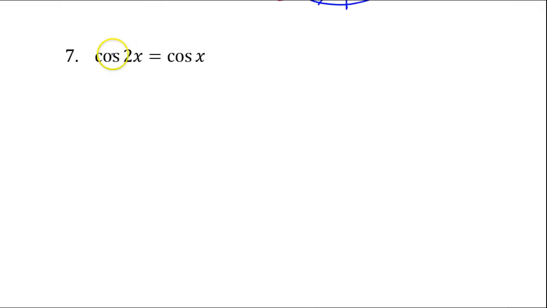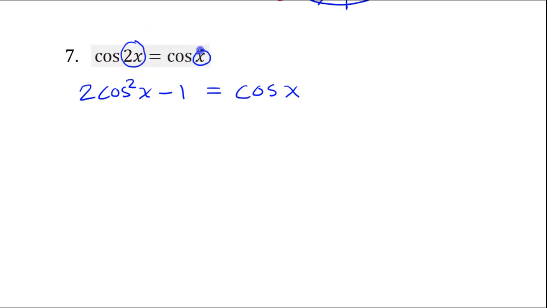Alright, let's do that substitution. So cosine 2x will give us 2 cosine squared x minus 1, and that will equal cosine x. I just brought that down. So now I have all cosine, and they all have the same type of variable. They all just have x. Before, this one had 2x, whereas this one has a regular x. You can't solve an equation that way. They have to have the same type of variable.